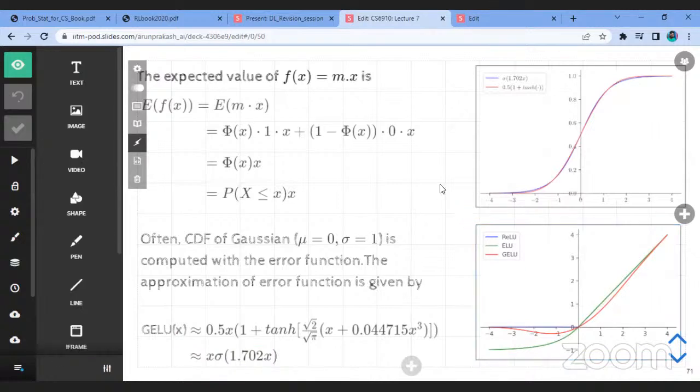So here GELU is approximated well, if we give the right value of x.